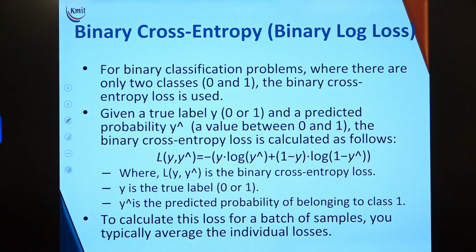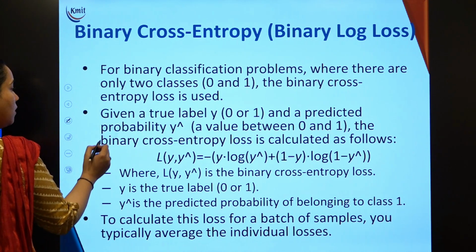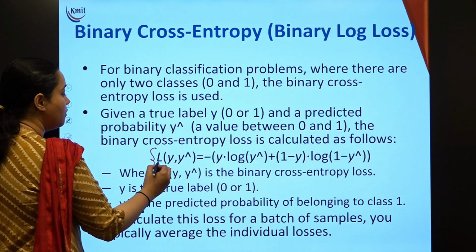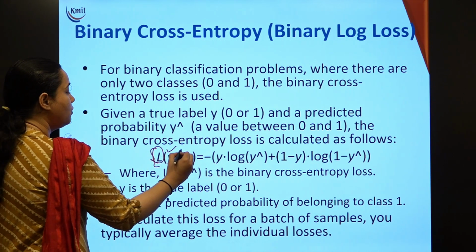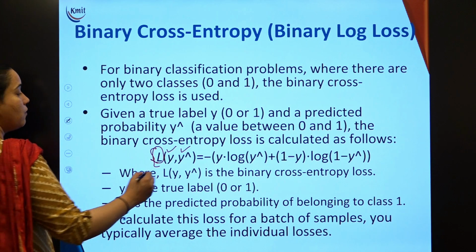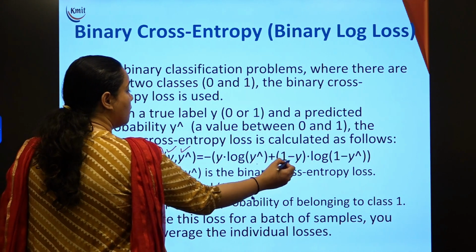For example, when you have your actual output or true label as y and a predicted output as y cap, both being 0 to 1, there is a formula to calculate the binary log loss, which is this. You are trying to find the loss between the true value of output and the predicted value of output. So you have y log y cap plus 1 minus y.